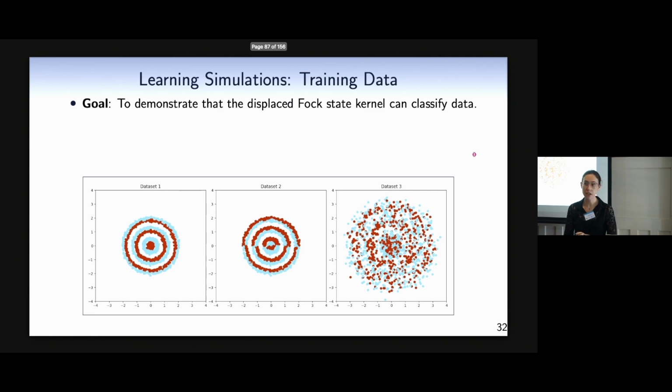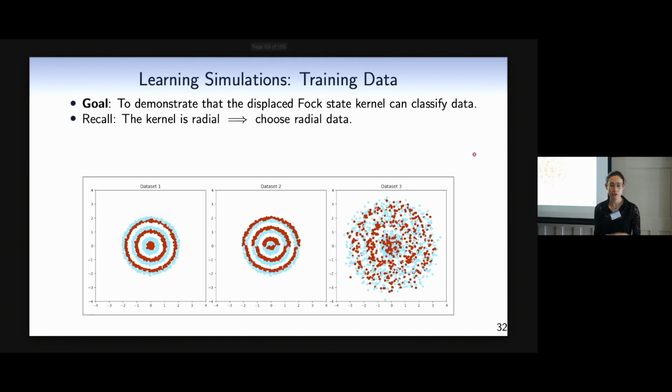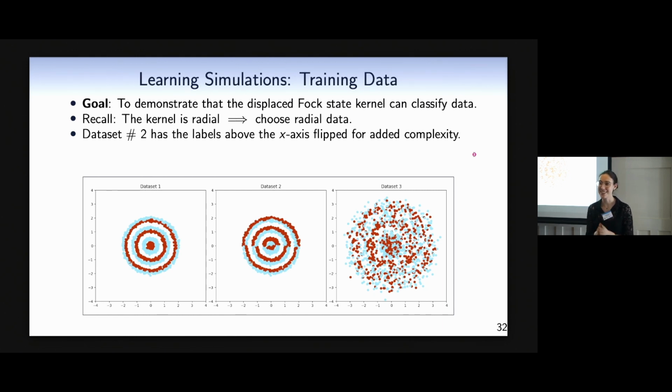And we've taken that kernel and done some verification simulations. So we just want to demonstrate that the displaced Fock state kernel can classify data. We're not looking to compare it really to anything, just can it classify data. So if you recall, it's a radial kernel, so we're going to choose radial data. We're going to stack the deck to help us as much as possible. In data set 2, we've added a bit more complexity by flipping the labels of your data above the x-axis.